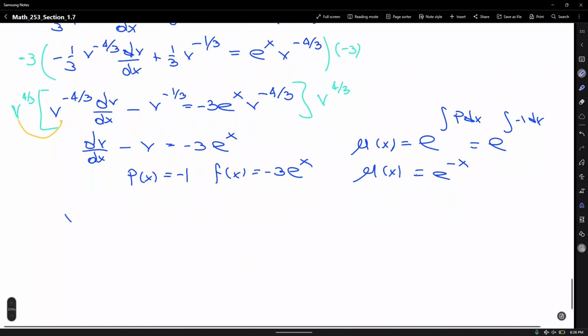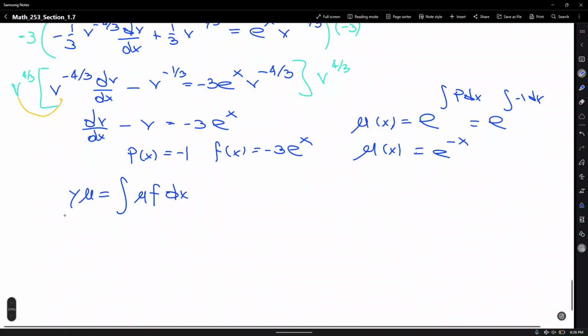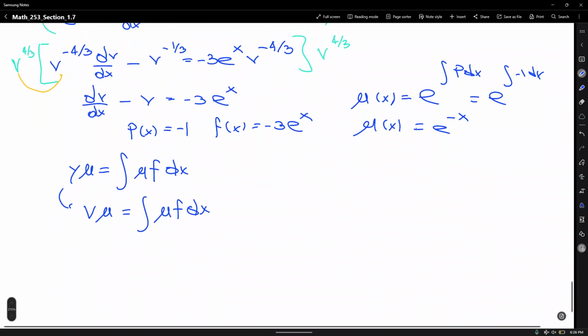Again, y mu equals the integral of mu f dx. Well, in this case, we're not using y. We're using v. We're still in the world of v, not in the world of y. Integral of mu f dx. And the rest of the problem, substitute, evaluate the integral, and you got it. So that's v mu, e to the negative x, equals the integral of mu, which is also e to the negative x, times our f of x, which is negative 3 e to the x dx.